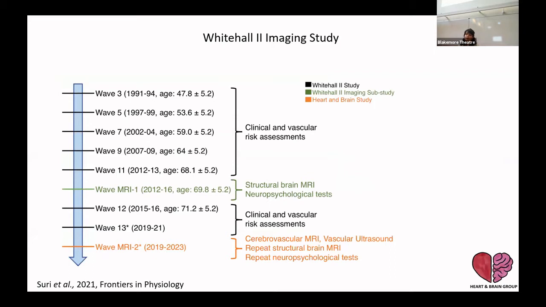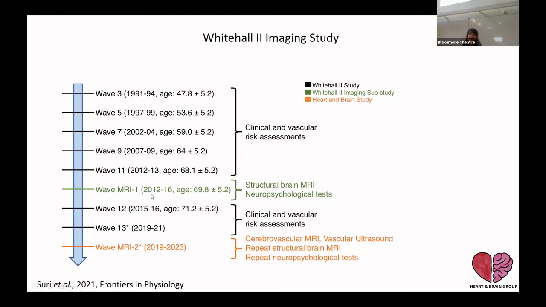This is a study that was set up in 1985 at UCL. And it was initially recruiting 10,000 British civil servants from the 80s into this cohort. And they have been followed up since the 1980s across several waves, which are shown in black here. And at every wave marked in black, they've had very detailed vascular risk assessments, cognitive assessments, medical history, and all of that, from when they were about 47, mean age, and it's still ongoing at the moment. So they're now all retired.